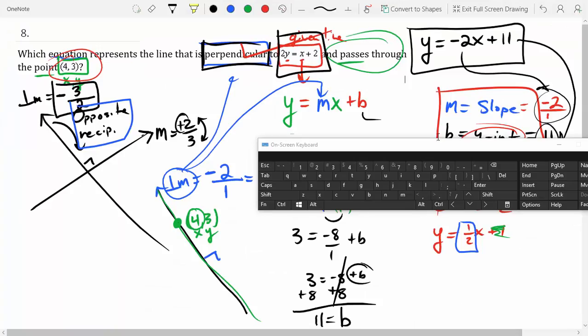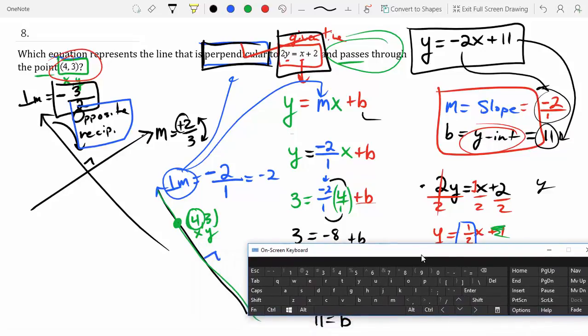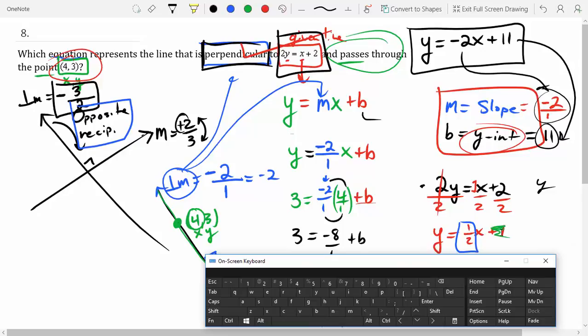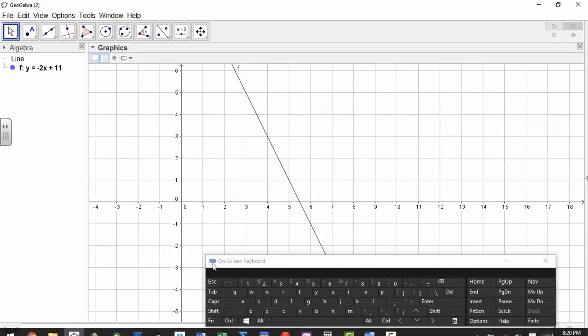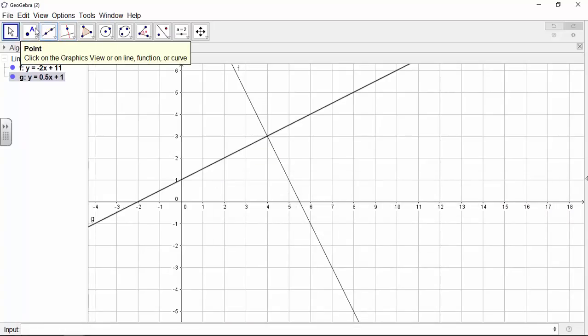Let's use the reduced form. Yeah, this one here. y equals 1/2 x plus 1. Let's get that. If I were to graph that, those are the two lines.